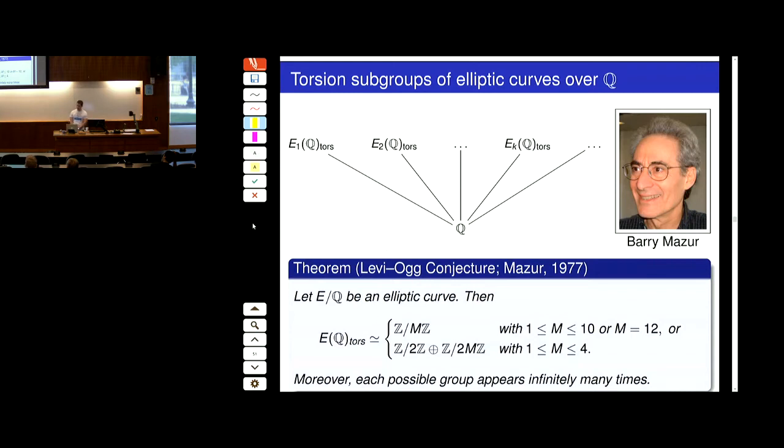Barry Mazur famously proved this classification in 1977. It was conjectured by Levi, then sort of forgotten and reconjectured by Ogg, that the list of possible torsion subgroups should be these, I believe, 15 groups. Mazur completed the classification. So that we know, and we know more. We know what happens over quadratic fields, and now we know what happens over cubic fields, and that's it. We have some partial information over quartic, quintic, and sextic fields, but not full answers.